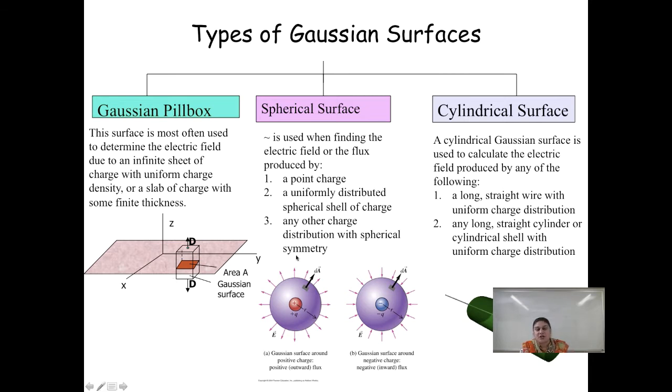Spherical surfaces are used in cases where you have either a point charge or a uniformly distributed charge, a spherical shell of charge, or any other charge with a spherical symmetry. You can bunch those charges up together and put a spherical surface around it. Cylindrical surfaces are used to calculate electrical fields produced by, for example, a long straight wire with a uniform charge distribution, or any cylinder or a cylindrical shell with a uniform charge distribution inside it.